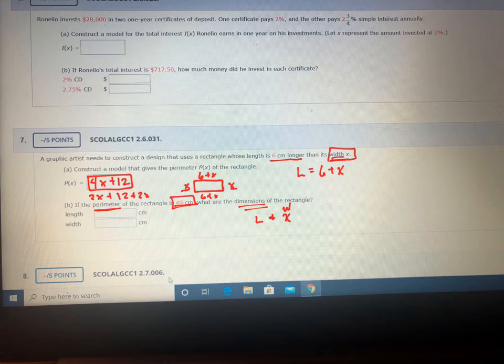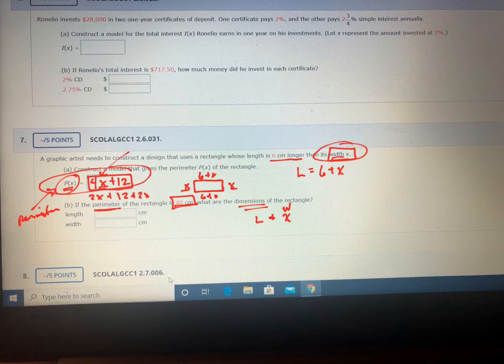So which of these is perimeter? Is it P of x or x? Look at it carefully and think about what it says. Look at what I've circled up here. Yeah, P of x. So x is the width and P of x is the perimeter. That's why it's good to always label your variables so you can go back and look at them.